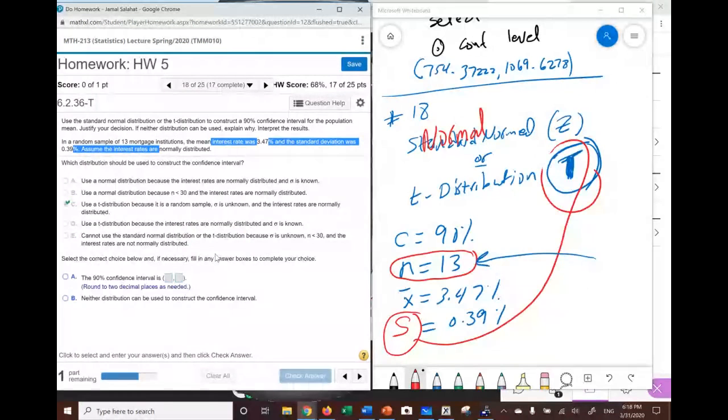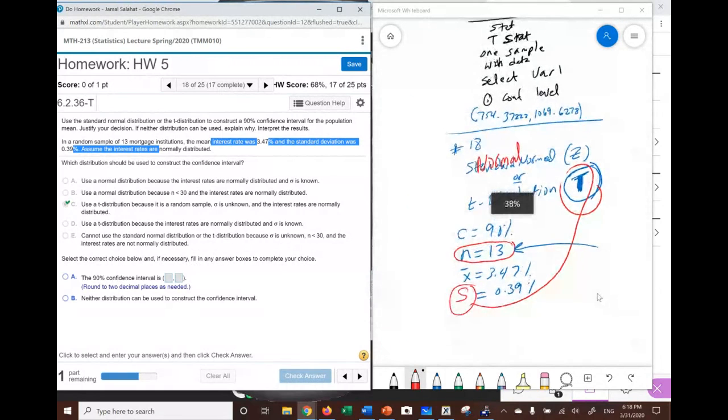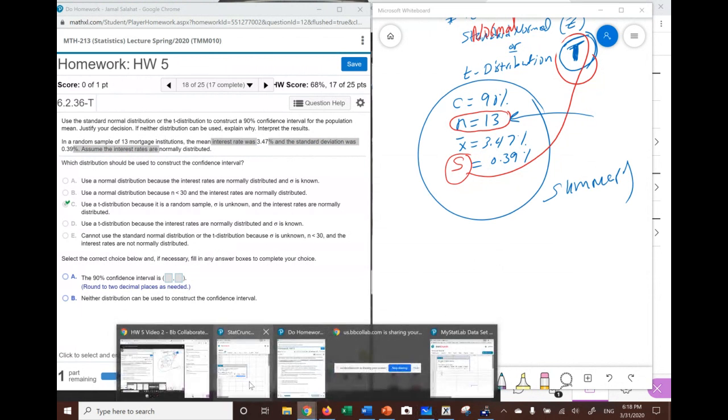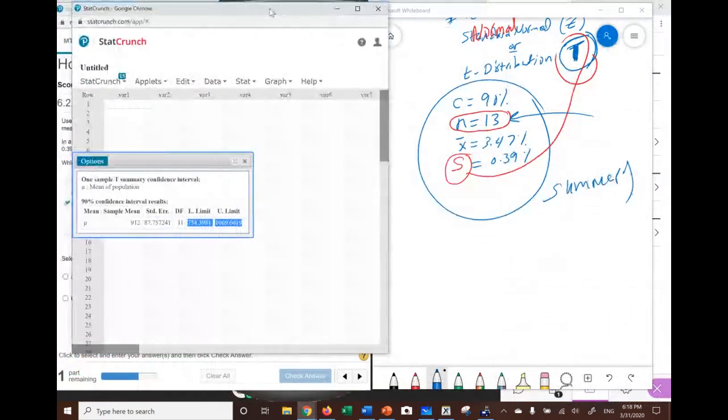Oh, there is another part of this problem. Here they say we decided to use T. The question after that says, okay, then give me the 90% confidence interval. So let's go back, and we want to build the 90% confidence interval. We have the summary here. We don't have to worry about it. Here is our summary. And we want to use a T distribution.